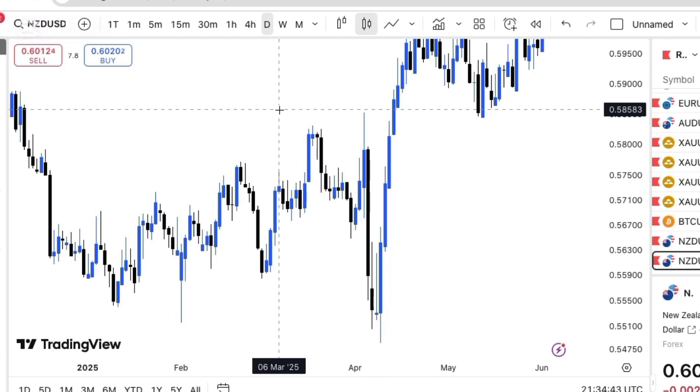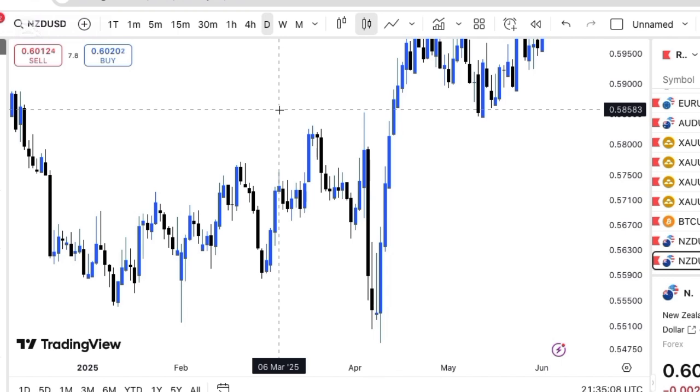So now, for you to be able to identify your market structure, you must know the trend of the market. Is it bullish, is it an uptrend, or is it a downtrend, or is the market consolidating? Because we have three types of market structure: uptrend, downtrend, and consolidation.